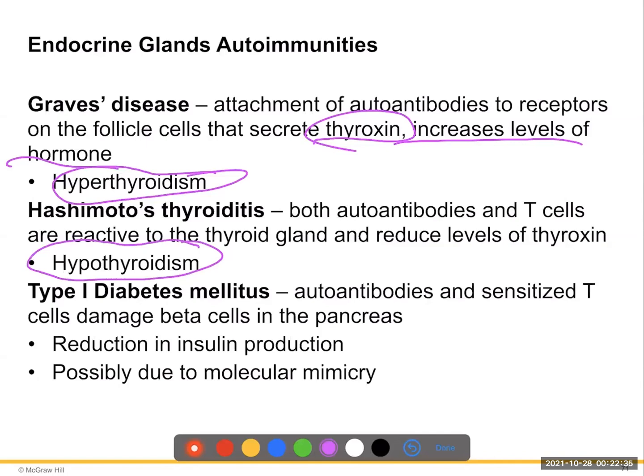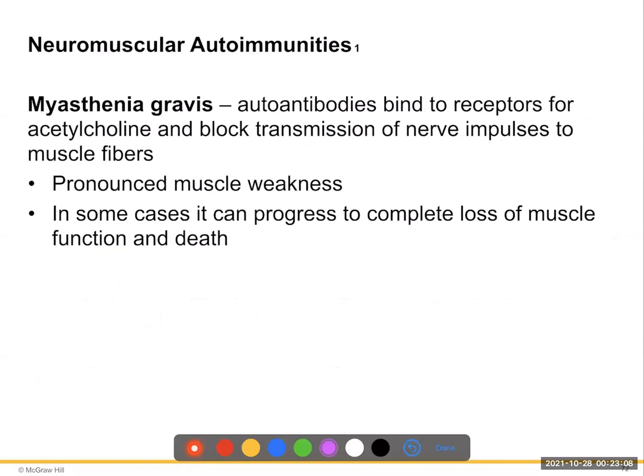Type 1 diabetes mellitus, the antibodies are sensitized to cell damage in the pancreas. They damage the beta cells in the pancreas that produce insulin. So it results in a reduction in insulin production. So even though diabetics eat, they don't get the breakdown of the food. It doesn't get absorbed into the cells because you're not using insulin to get the sugar out of the bloodstream. And this could tie into the molecular mimicry we talked about, where they're responding to another antigen that's similar to the cell receptors in the pancreas. So the body's responding to that as foreign.